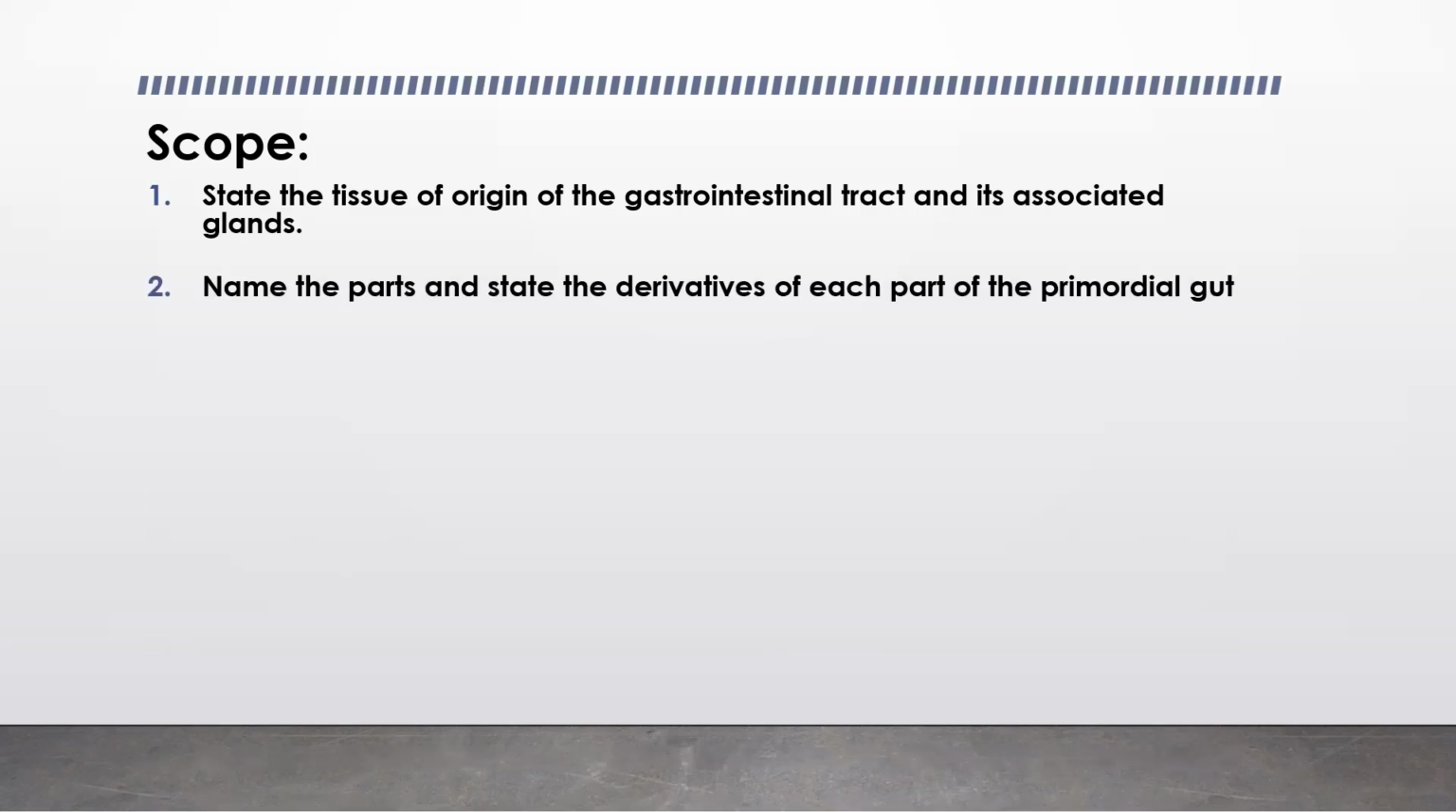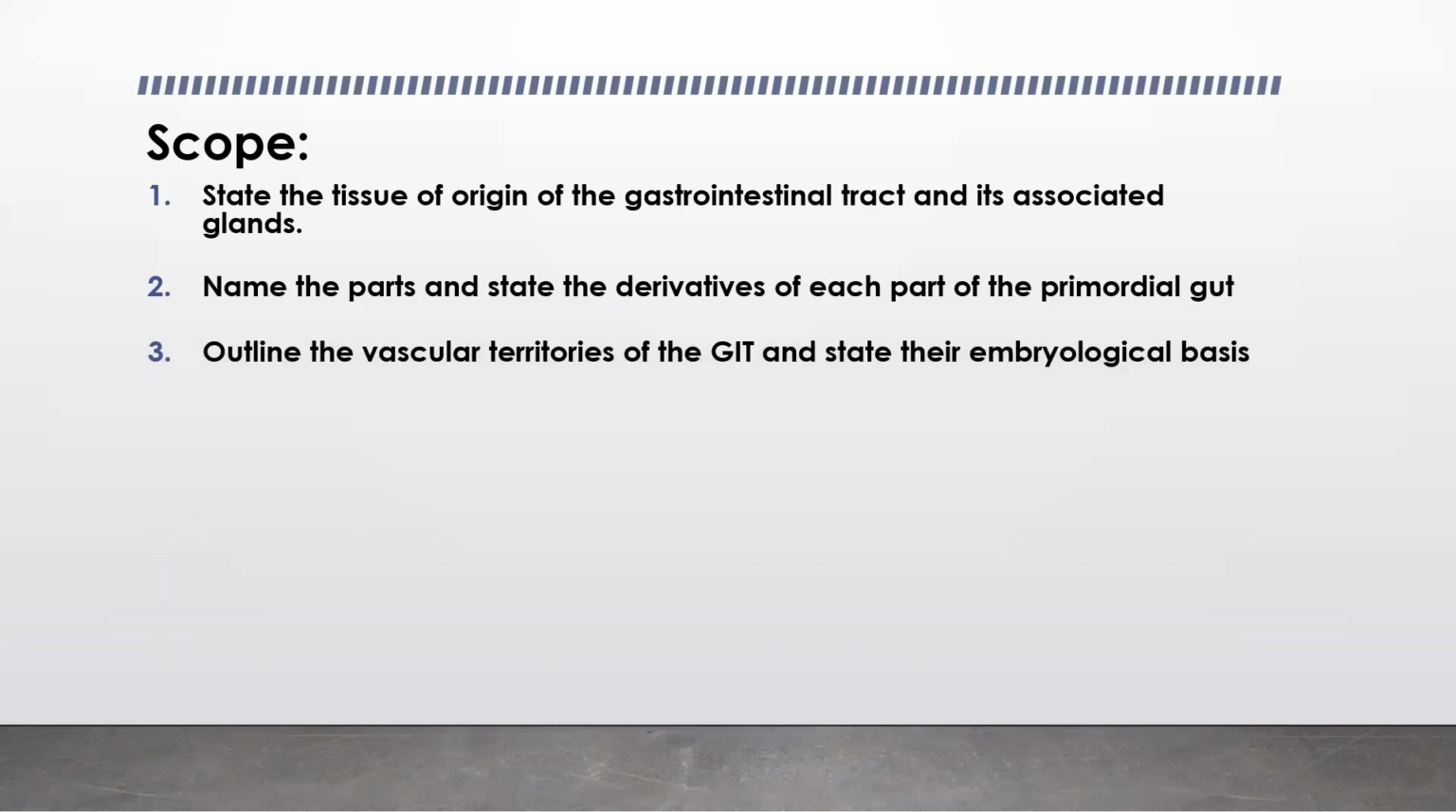Then we'll talk about the derivatives of each part from the primordial gut. Remember, we should talk about the GIT coming from a tube. So what are the various derivatives, the tissues of origin, from the various tissues of origin of this primordial gut. Then we talk about the vascular territories of the GIT and the embryological basis. Maybe you've been wondering why one part is supplied by celiac trunk, one part is supplied by superior mesenteric, and the other one by inferior mesenteric. So why do we have those differences?